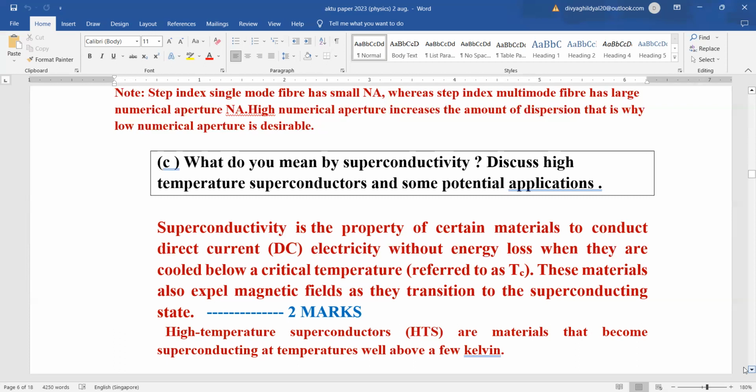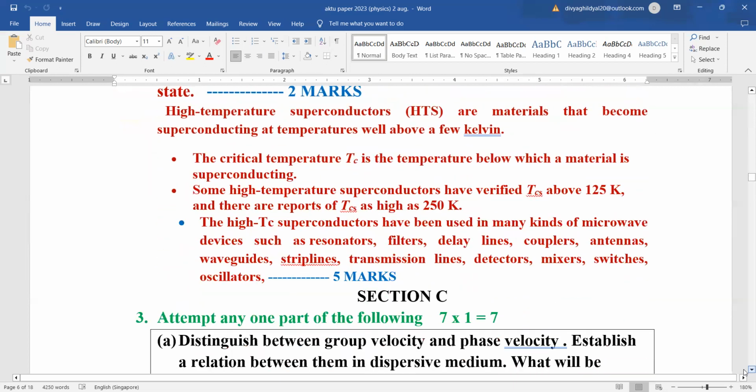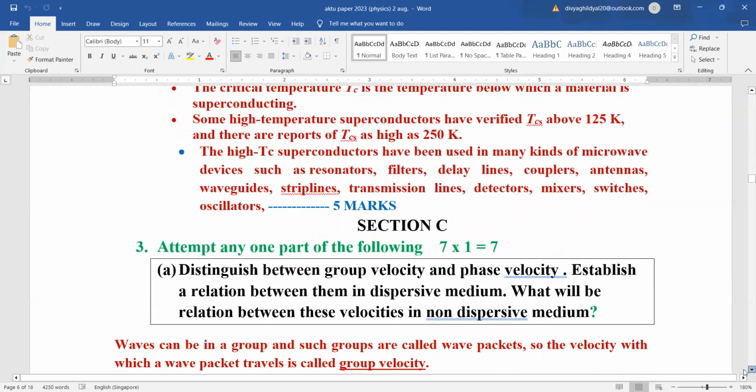Now, high temperature superconductors, or HTS, are materials that become superconducting at temperatures well above a few Kelvin. And some high temperature superconductors are in a very high range, and they have been used in many kinds of devices such as resonators, filters, etc. And they show the property of superconductivity at high temperature.